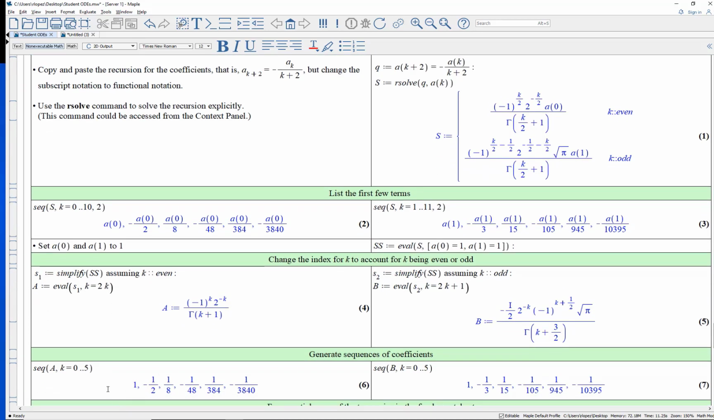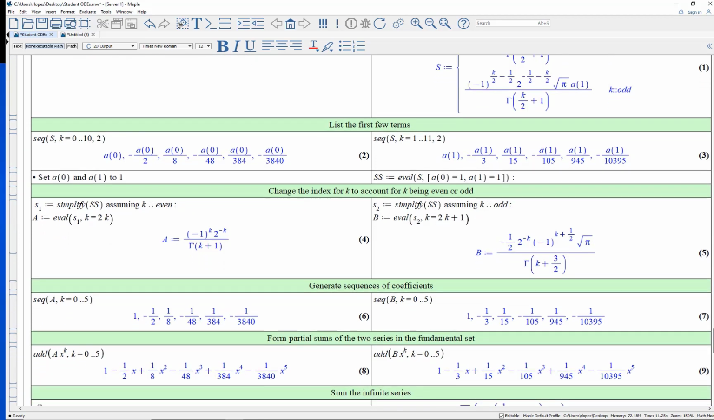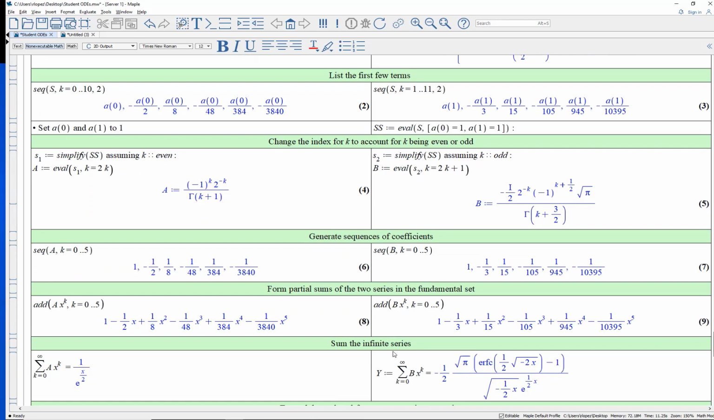What do some of these coefficients look like? So we make a sequence here, you get these numbers. You make a sequence here, you get these numbers. With those coefficients, you can make a partial sum. So add A x to the k here and b x to the k here. You have a partial sum, you have a partial sum. So this is what the two linearly independent members of the fundamental set look like. This is what they look like if you sum to infinity.